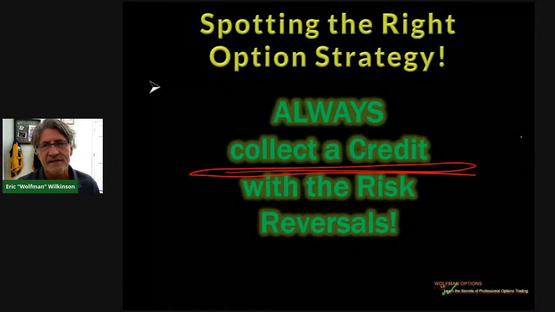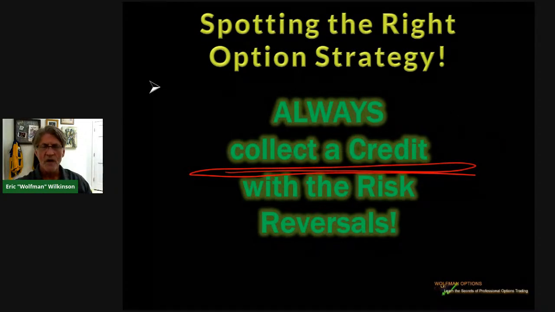It doesn't make any sense. Over my 25 years of trading, I've never found a situation where it was more beneficial to do this for a debit. One might say that you're going to have to put up less money by about $50 or $75 per one lot. That's not worth it, folks, because your break even is going to be several dollars below where you are currently.